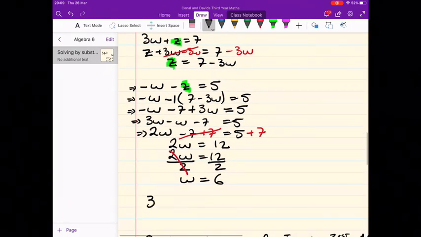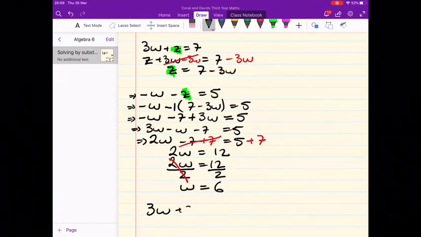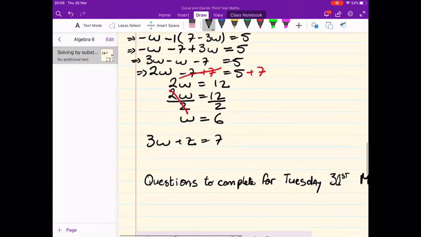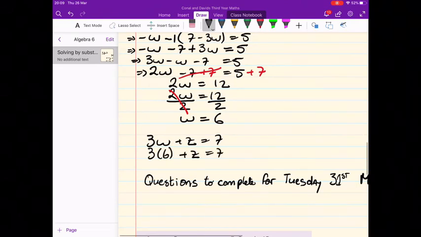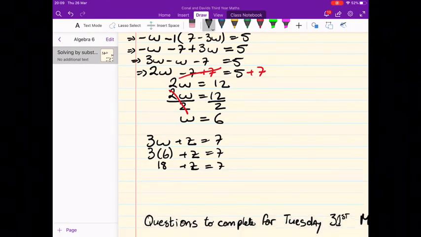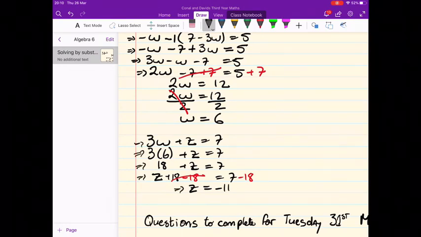Now, if we go up and we look at our equations, we can pick either one we want. I'm going to pick the first one, which was 3w plus z is equal to 7. And I'm going to replace the w now with a 6. So I have 3 times 6 plus z is equal to 7. So 3 times 6 is 18 plus z is equal to 7. Now we're almost there. We've almost isolated the other variable. So we have z plus 18 is equal to 7. Now I'm going to have to subtract 18 from both sides. Once I subtract 18 from both sides, these two will cancel, and I'll be left with z is equal to 7 minus 18, which is minus 11.